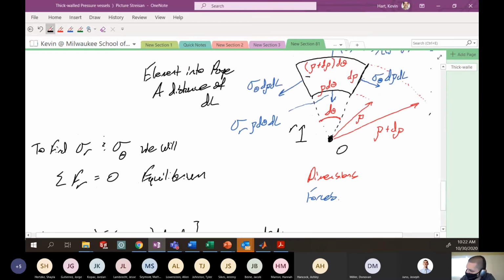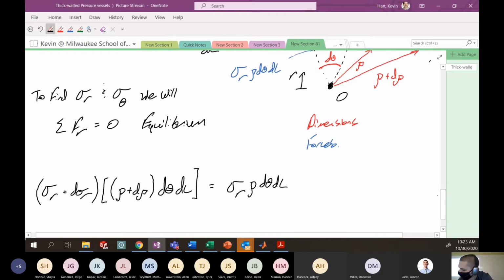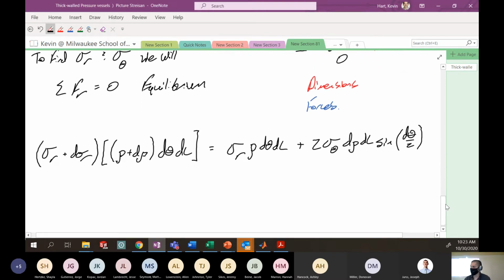And I also have components of these two forces here and here, which are acting in the negative r direction. So I can resolve those into the r direction through the sine of d theta on 2. So let's do that. I have 2 of those, one on either side of the element. This is 2 times my hoop stress multiplied by the area over which it's acting, which is d rho times dl. And I have to resolve this into the r direction with sine d theta on 2. So there you go. That's your full force balance in the r direction.